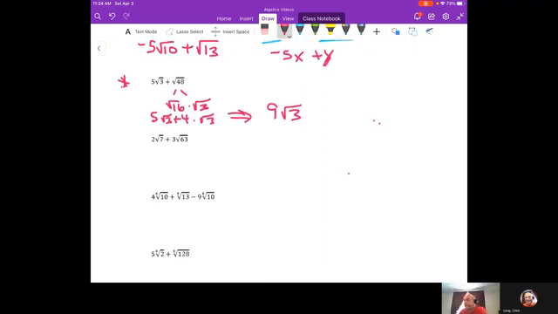Everybody should be able to do this one as well, because recognize that the square root of 63 is going to end up being the square root of 9 times the square root of 7. And don't forget that 3, because it's 3 times the square root of 63. Then this is going to be 3 times the square root of 7, which is 9 times the square root of 7. And don't forget, we still have this 2 times the square root of 7 that we're adding to it. So that's ultimately going to be 11 times the square root of 7.